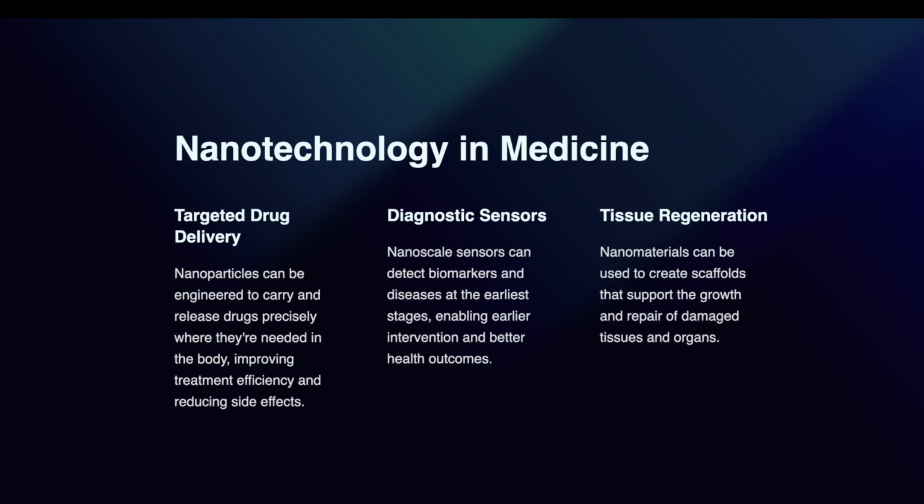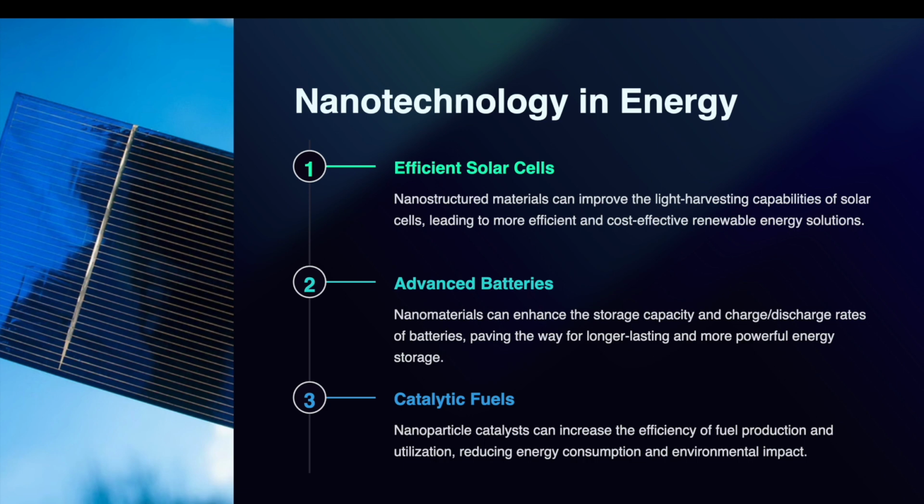Science can change even the civil services. So science is of utmost importance. Now, in energy also, nanotechnology can revolutionize. It can make solar cells more efficient. You know why? Because it can improve the light harvesting capabilities of solar cells. It can absorb more light, so solar cells will become more efficient. It can make your batteries better. It can enhance the storage capacity.